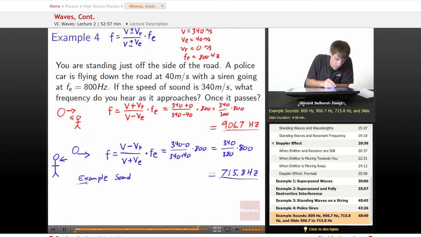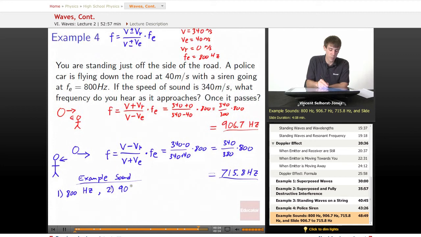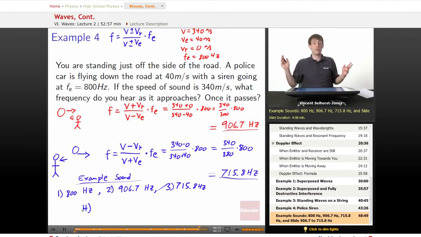It'll be played in just a few moments, and the first sound you're going to hear is the 800 hertz sound, just to give you a sense of what 800 hertz sounds like tonally. Second, you're going to hear the 906.7 hertz, what it would be as it approaches you. Then third, you're going to hear 715.8 hertz. And then finally, fourth, you're going to hear a simulation of what it might sound like to have it drive past you.